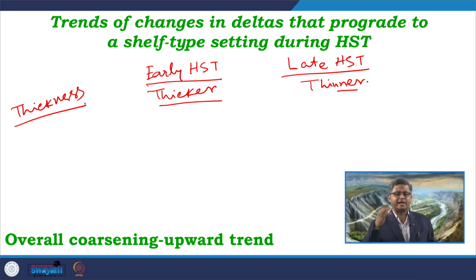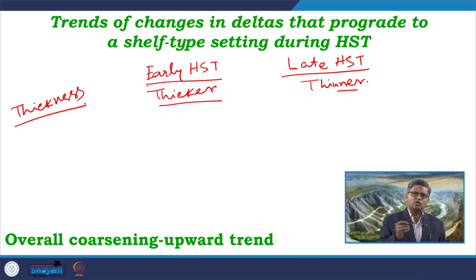So, definitely the delta lobes which are forming will be much thinner. As well, during the late HST phase, the accommodation is decreasing, so the chances of vertical aggradation are decreasing. The delta lobes will try to move forward and cover up the basin fill. So, overall the thickness of the delta system will be relatively thinner with respect to the early HST phase.